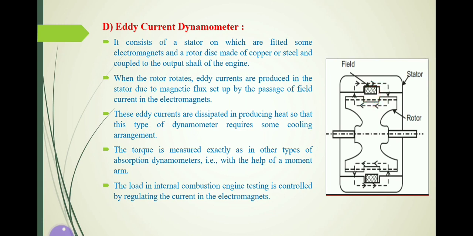Now if the rotor rotates, because of the rotation of that shaft and rotor, eddy currents are produced inside this magnet, and because of that, a resistance is applied, and because of that resistance your rotor is going to stop, and as well as this, the shaft is going to stop. So these eddy currents are dissipated in producing heat, so this type of dynamometer also requires some amount of cooling.